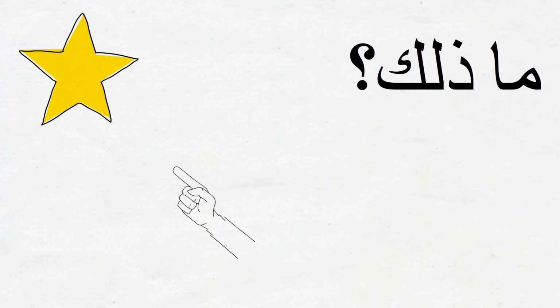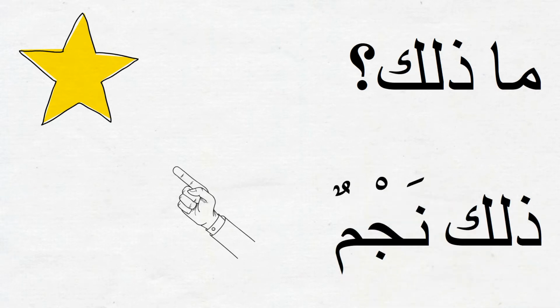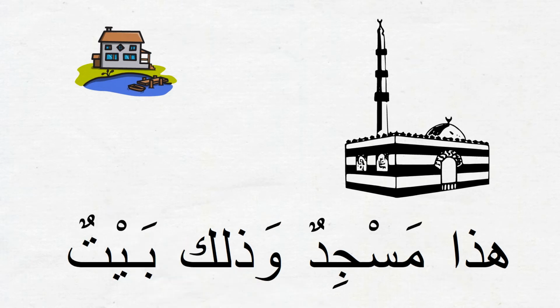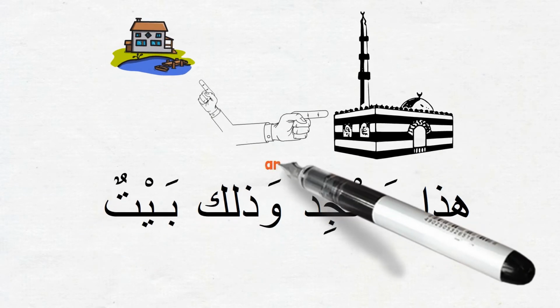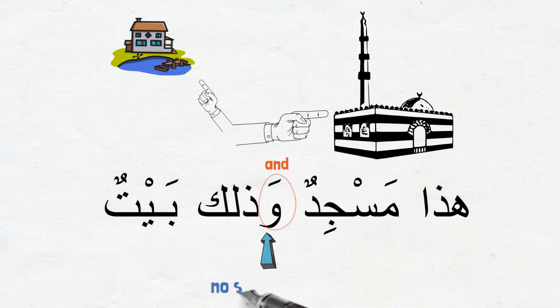ما ذلك؟ ذلك نجم. What is that? That is a star. هذا مسجد وذلك بيت. This is a masjid and that is a house. Notice one thing here. The word and, which is wa in Arabic, is attached to the next word and there's no space in between. There are a few single letter words in Arabic besides wa, and we typically don't write such words by itself. We attach them to the following word, okay?